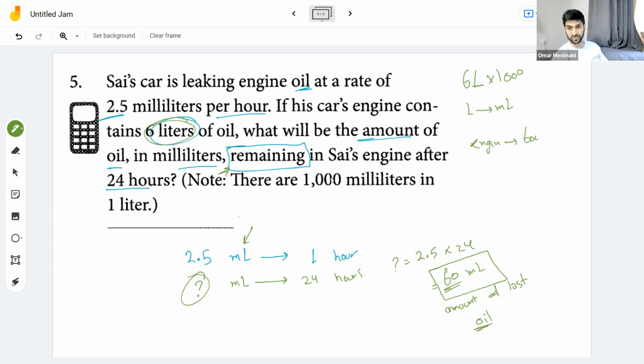But this 6,000 milliliters is before the leaking oil, right? So I have 60 lost. So I would say 6,000 minus 60, that's lost. So 5,940 milliliters. What is it? That's how many are left. So that's your answer.